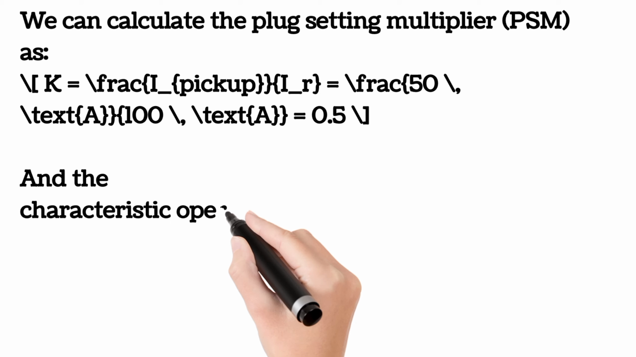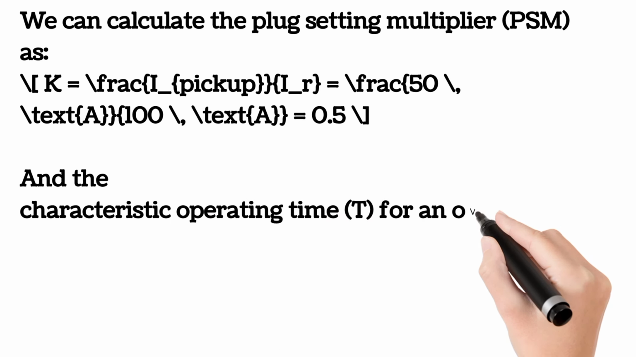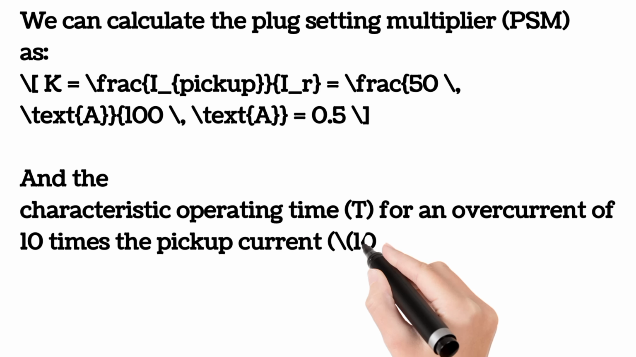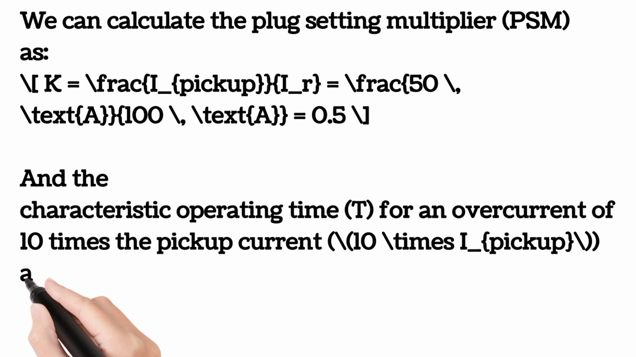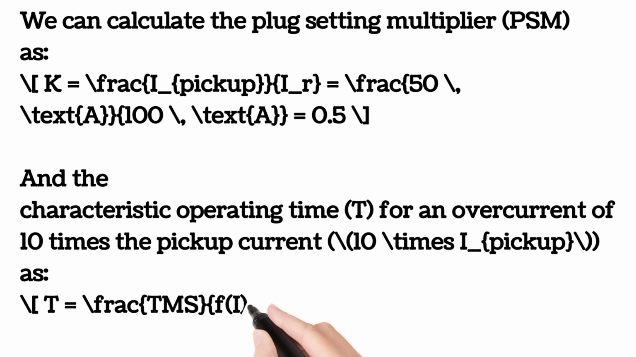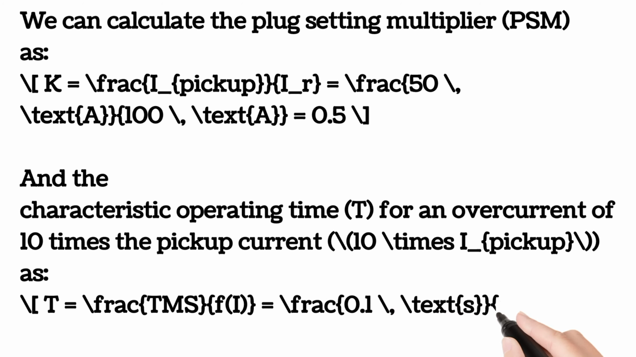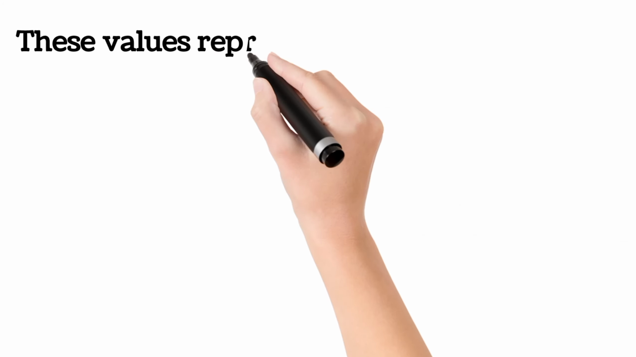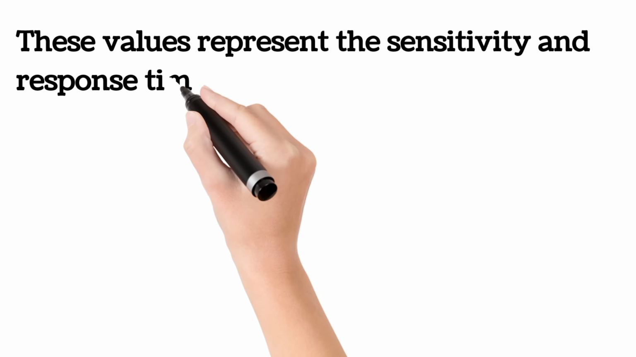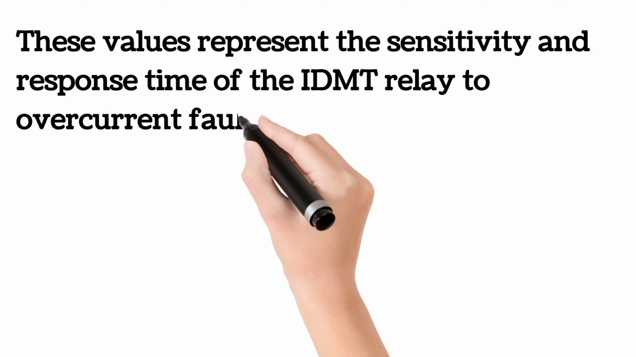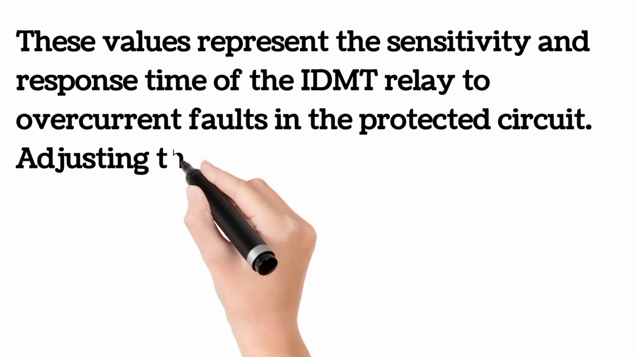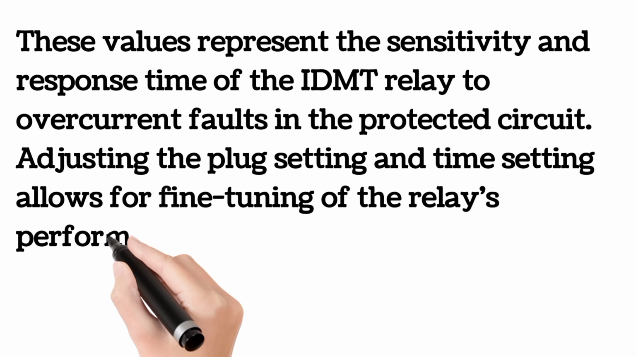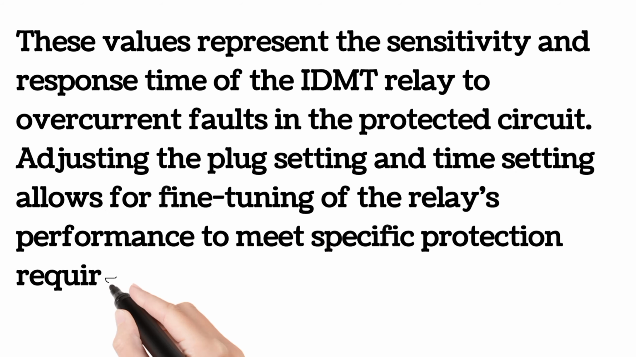And the characteristic operating time T for an overcurrent of 10 times the pickup current (10 times I_pickup) as T = TMS / Fi = 0.1 s / 10 = 0.01 s. These values represent the sensitivity and response time of the IDMT relay to overcurrent faults in the protected circuit. Adjusting the plug setting and time setting allows for fine-tuning of the relay's performance to meet specific protection requirements.